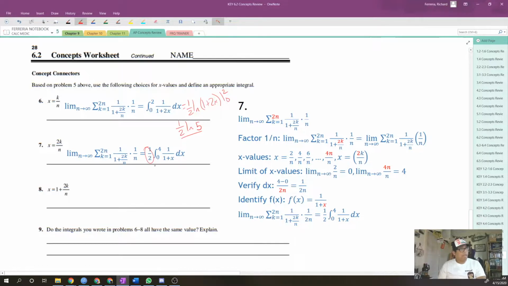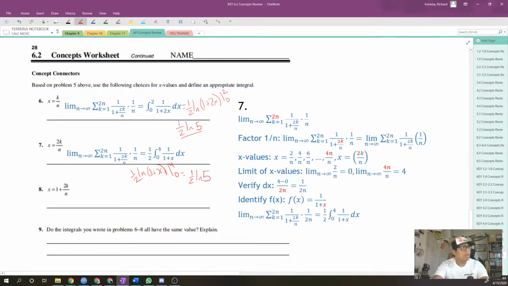So if we're going to integrate this one, again, this is going to be the natural log of 1 plus x with a 1/2 in front of it. 1/2, the natural log of 1 plus x from 0 to 4. And when you integrate that, that's 1/2 natural log of 5.